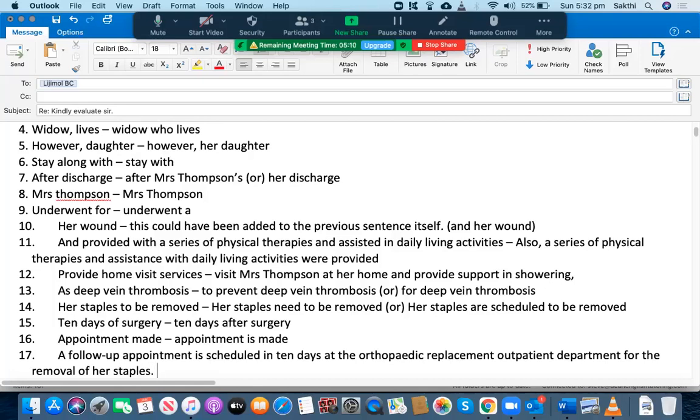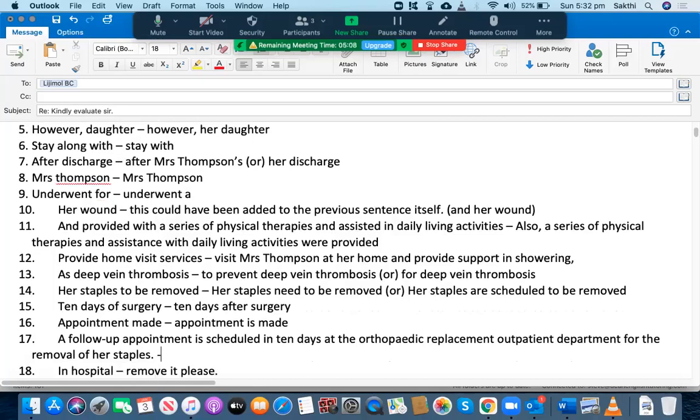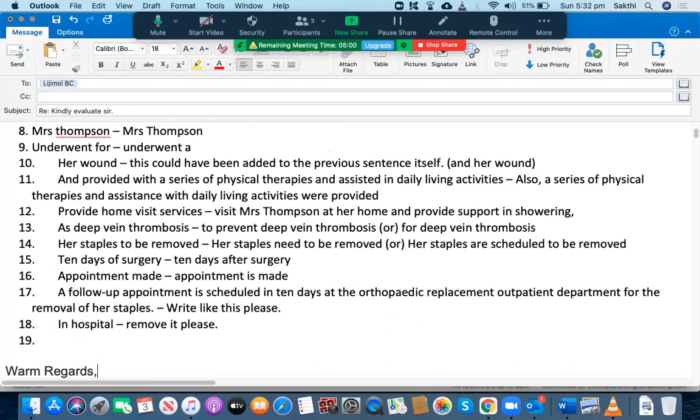Okay, that can be made like this. You should have written it like this. So it's very simple, right? A follow-up appointment is scheduled in 10 days at the orthopedic replacement outpatient department for the removal of her staples. One more thing, they can be contactable by calling the hospital. Yeah, you can write them down. Okay, wait a minute.